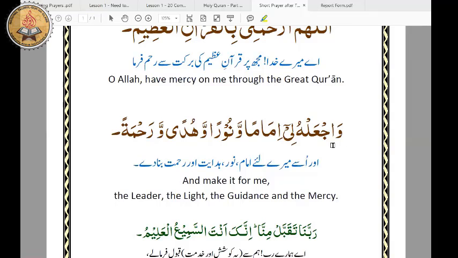Okay. Can you read this translation as well? And make it to be the leader, the light, and the mercy. The guidance and the mercy.